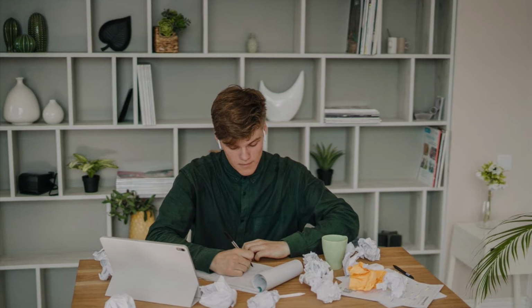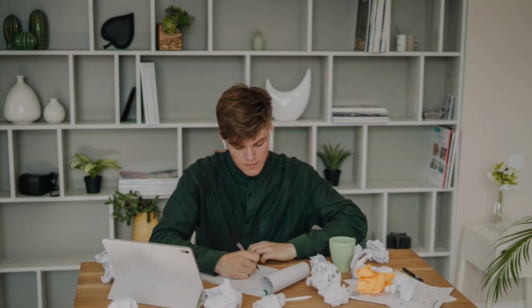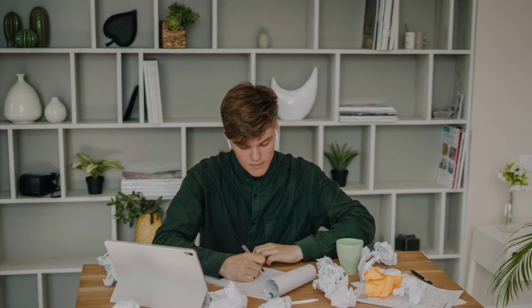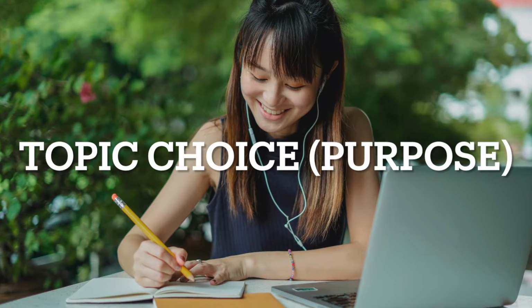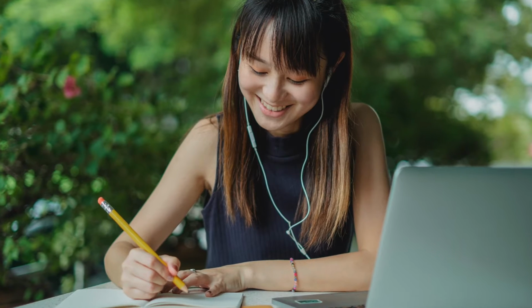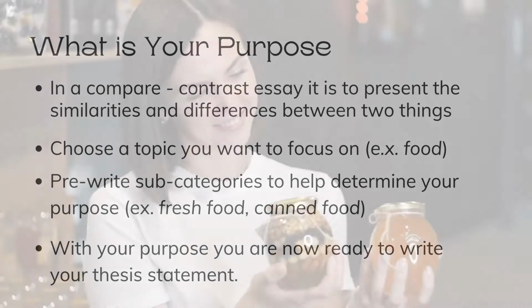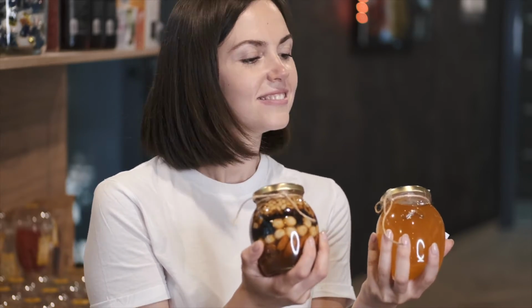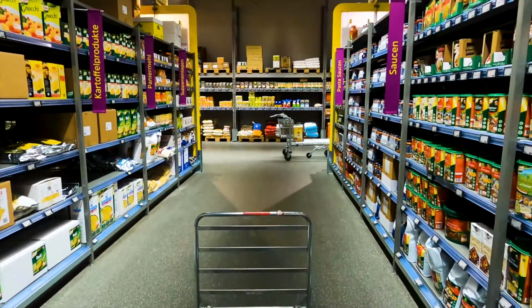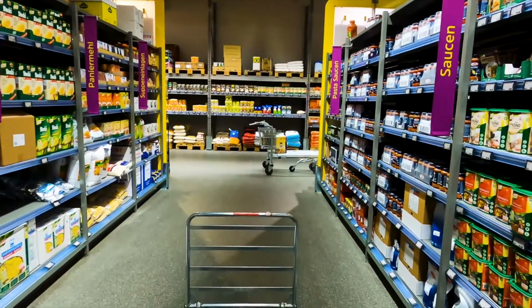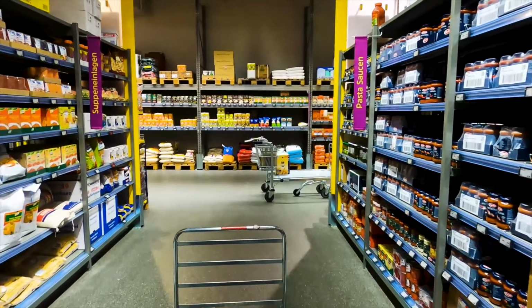We will now look at the 5 points mentioned earlier, along with the examples of what not to do when writing your essay. Topic choice or purpose. The purpose is to discuss how 2 different subcategories that are represented under the same topic are similar and different, and it may try to show why one choice is better than the other. Let's take food as our topic. The subcategories to look at would be canned food versus fresh food. With your purpose in mind, now you can go ahead with writing your thesis statement.